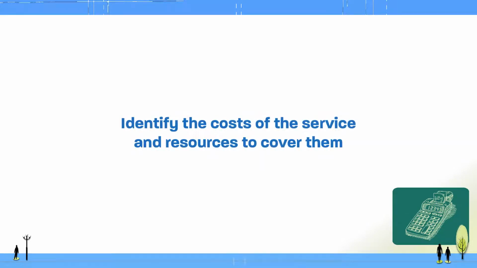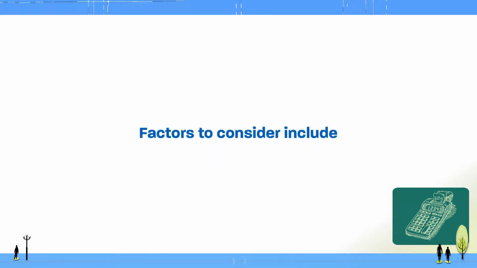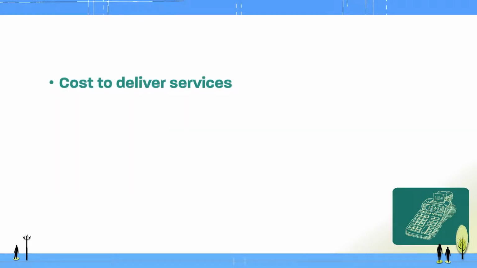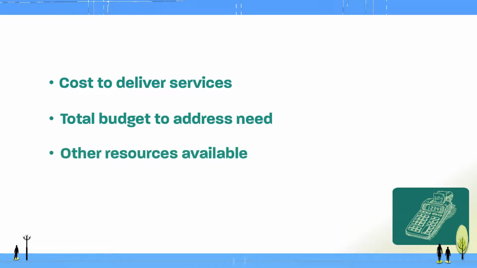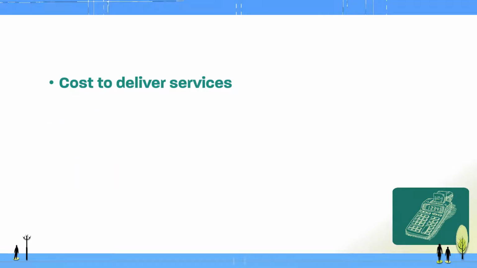You will need to identify the costs of the service and resources to cover them. Factors to consider include cost to deliver services, total budget to address need, other resources available. Let's take a quick look at each of these. Cost to deliver services. Public services activities have a range of costs.